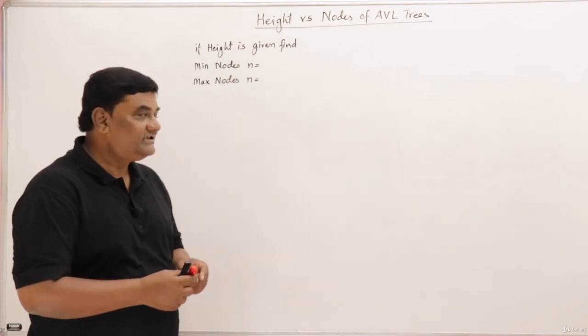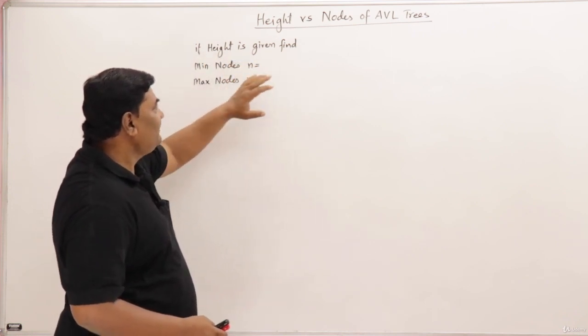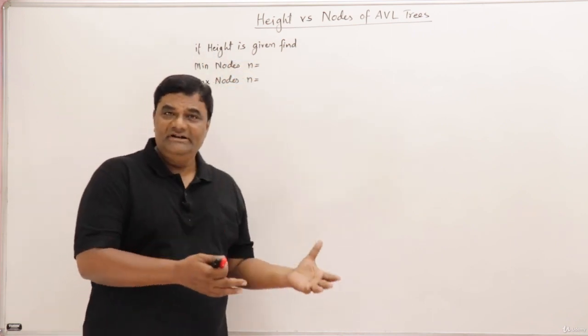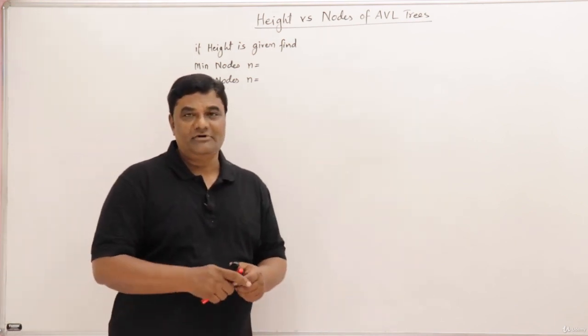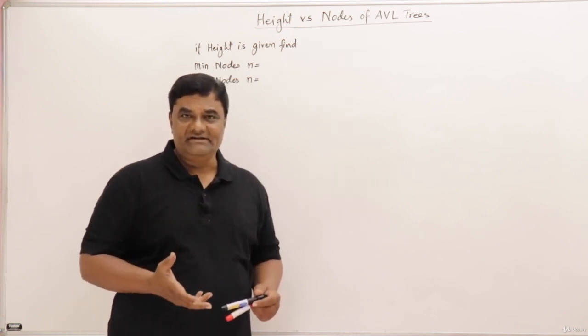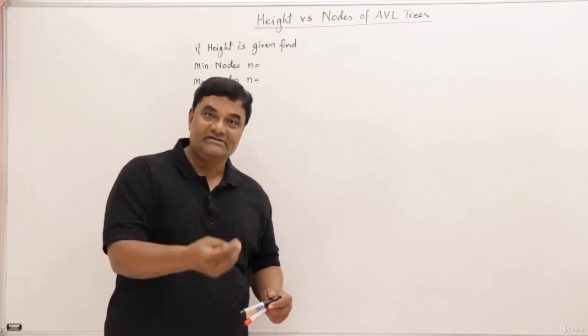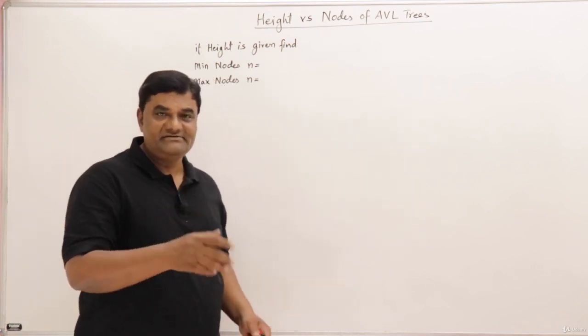So what we have to do is, if the height of an AVL tree is given, then find the minimum how many nodes are possible in that height, and the maximum how many nodes are possible in that height. So AVL tree is a binary tree only, basically. Binary tree, then binary search tree, then it is a height balanced binary search tree. So basically it is a binary tree.